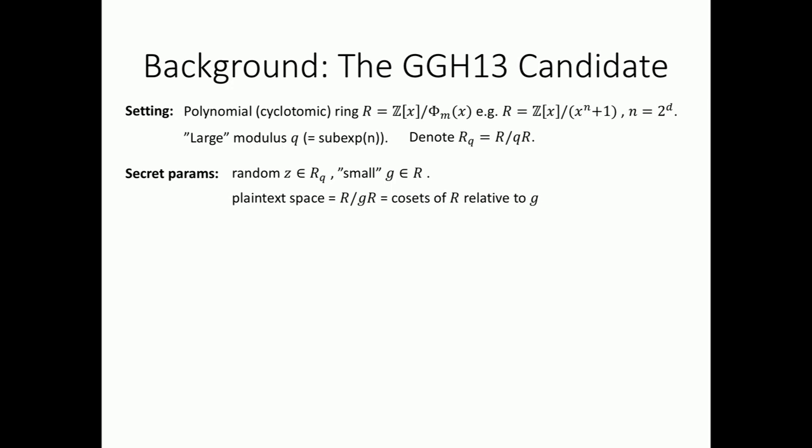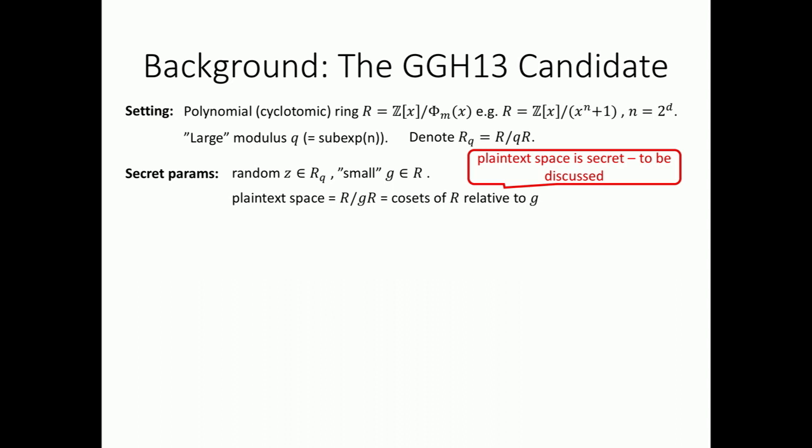And not surprisingly, because you already saw Mark's talk, it turns out that you don't want to reveal this plaintext space. If the adversary knows G times R, it's going to be pretty bad. So this is why I'm listing this under the secret parameters. We're going to talk a little bit more about this in a minute.